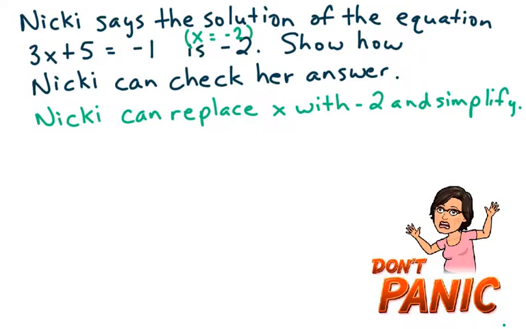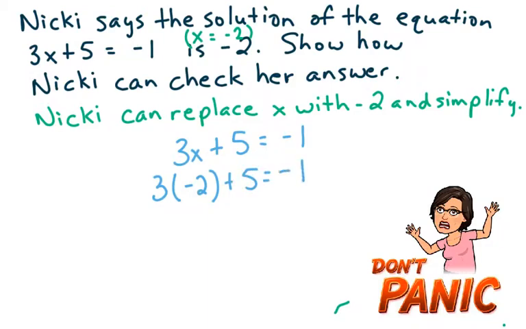So we're going to replace x with -2 and see if it works in our problem to check our answer. So she has the problem 3x plus 5 equals -1. And we're going to put -2 in for the x. So we have 3 times -2 plus 5 equals -1. Well, 3 times -2, that's a positive times a negative, so that's going to give us a negative answer. And 3 times 2 is 6. We have -6 plus 5 equals -1.